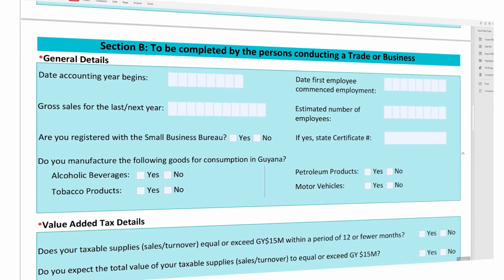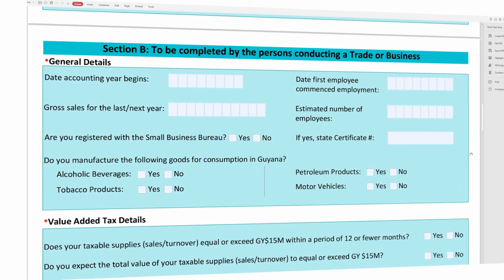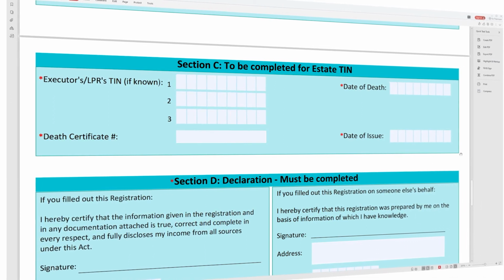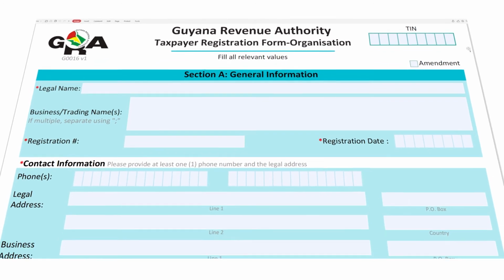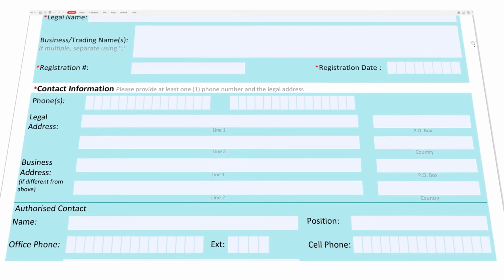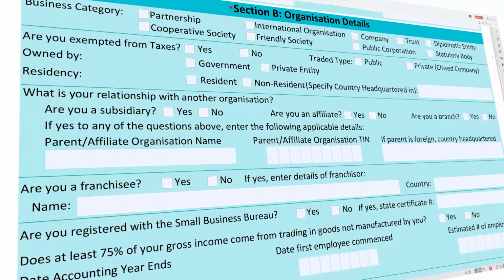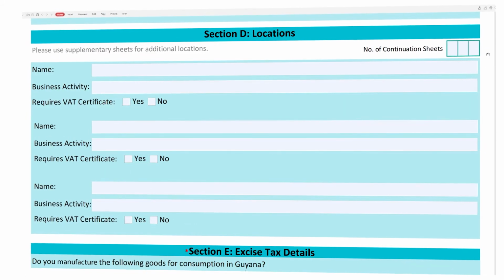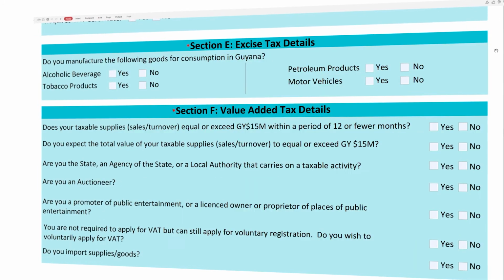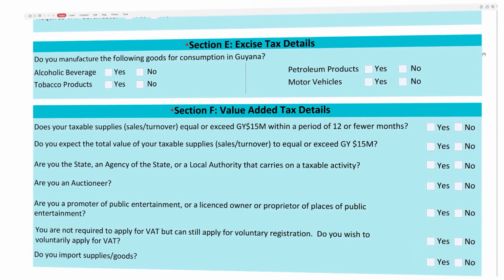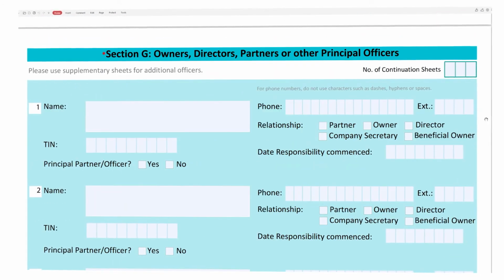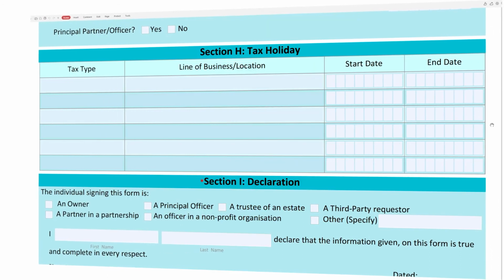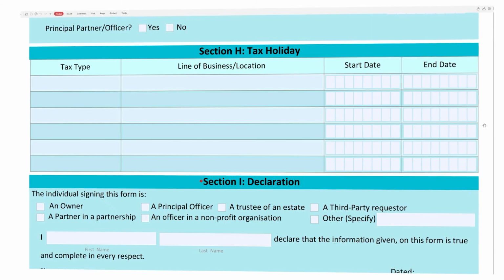Section B demands details for conducting a trade or a business and value-added tax. There is also a Section C, which allows individuals to apply for an estate TIN. The organization registration form is somewhat similar but goes in depth into the functions of the business. Section B asks precise questions about the organization, while Section C wants to know about the business activity. Section D seeks data about the business locations. Section E, excise tax details. Section F, VAT details. Section G requires information about owners, directors, and partners, etc. And finally, Section H seeks information about tax holiday.